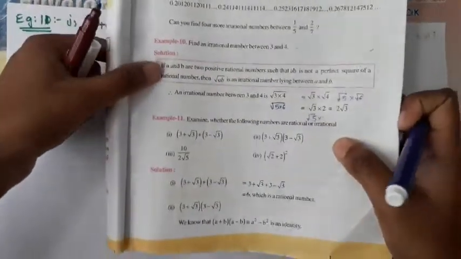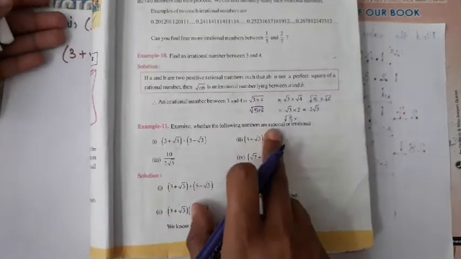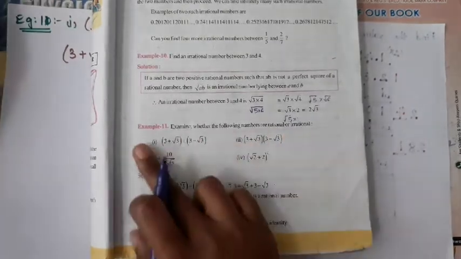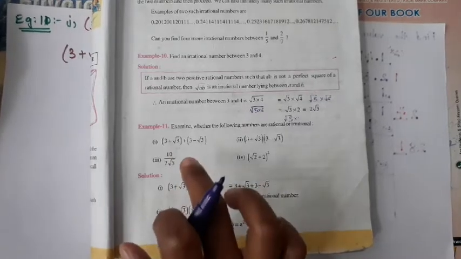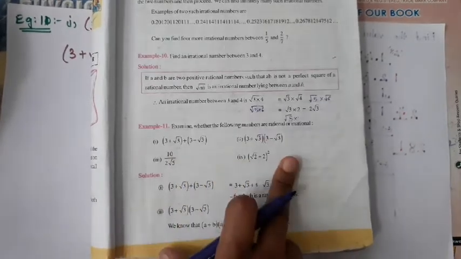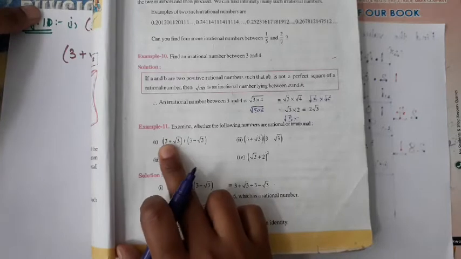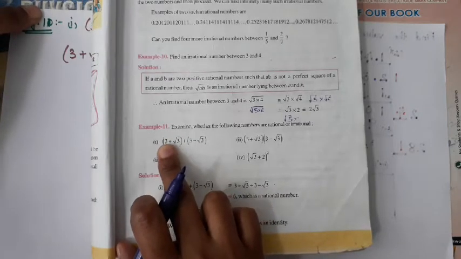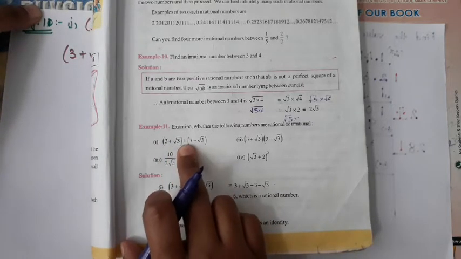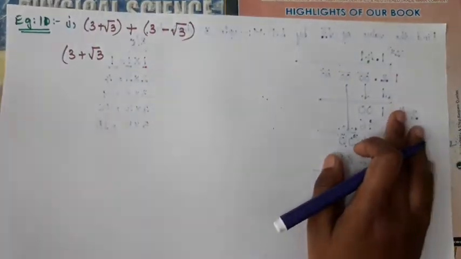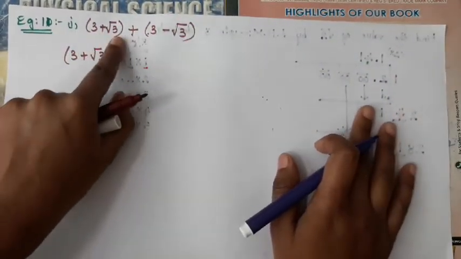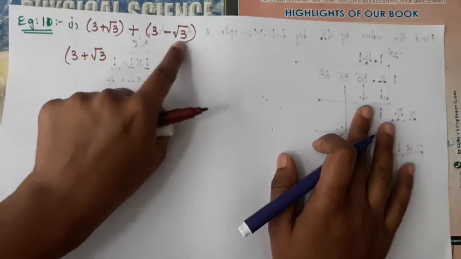Example 11 is on the same page. Examine whether the following numbers are rational or irrational. First we have to solve this question, and whatever answer we get, we have to judge it as rational or irrational. The first question is 3 plus root 3 into 3 minus root 3. I have already copied the question.